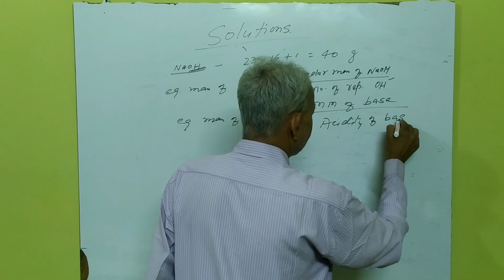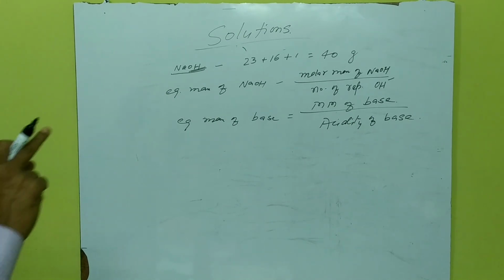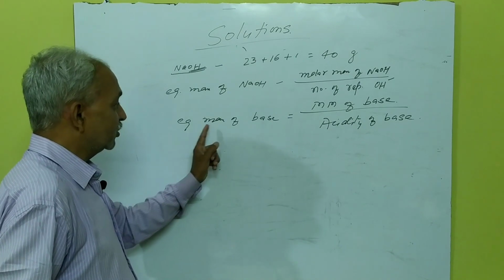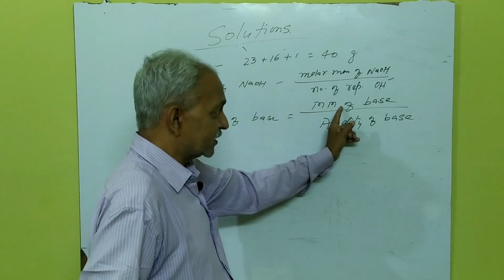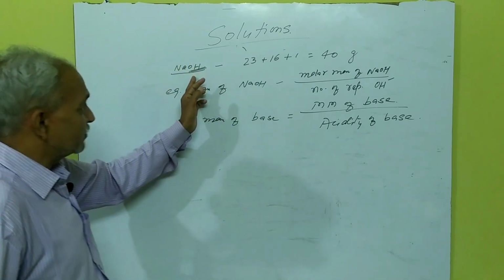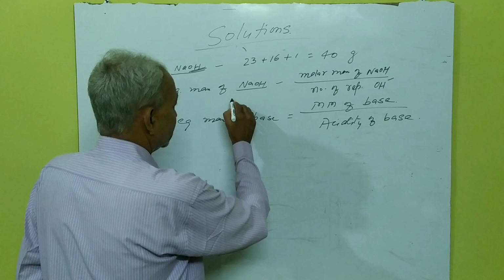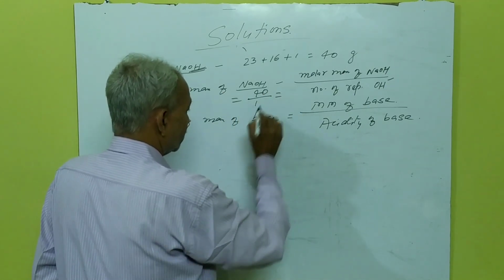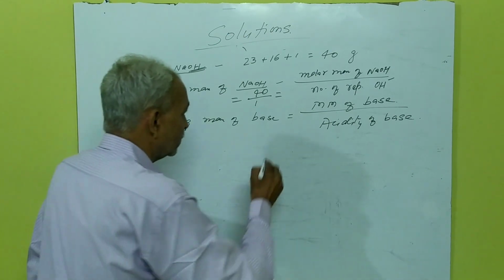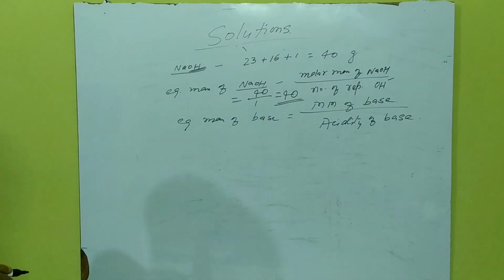So what is acidity? Acidity of base, basicity of acid. Acidity is the number of replaceable OH minus ions. Mind it, if we have to calculate the equivalent mass of base, we calculate the molar mass of base and divide by the acidity of base. Here the number of replaceable OH minus ions in sodium hydroxide is 1. So the equivalent mass of sodium hydroxide will be 40 divided by 1, since its acidity is 1. So the molar mass and the equivalent mass of sodium hydroxide are the same, and that is 40, right?